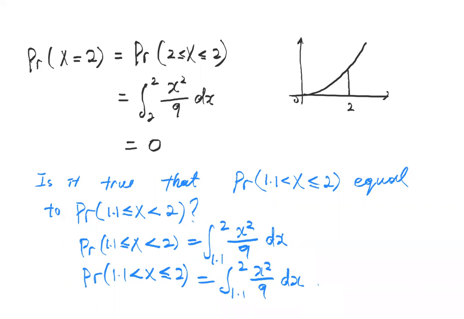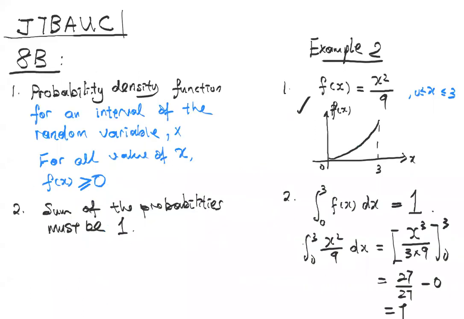So I repeat, if a question gives me a probability density function, how am I going to justify whether it is a valid probability density function or not? First of all, I must take note within the given value of the variable. Make sure the probability density function is all greater than 0. That is the first criteria. If the first one is out, the whole thing is out.